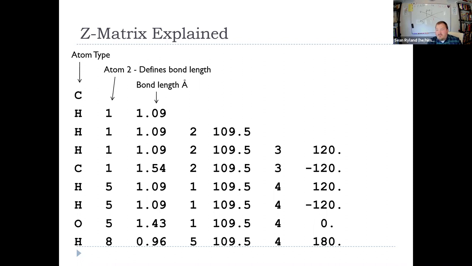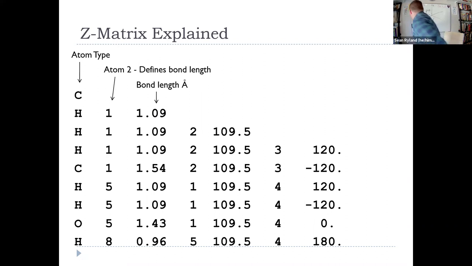Column two is going to define a bond length, a distance between your second atom and whatever atom you reference here. So in row two, we're defining a new atom, which is a hydrogen. We're saying it's going to be relative to atom one. Remember, angstrom is a distance unit in chemistry. This is convenient for talking about how large atoms are. If you look up the average bond length of a carbon hydrogen bond, you find that it's 1.09 angstroms. Then you can say, okay, I've got a hydrogen relative to atom one, it's 1.09 angstroms away.